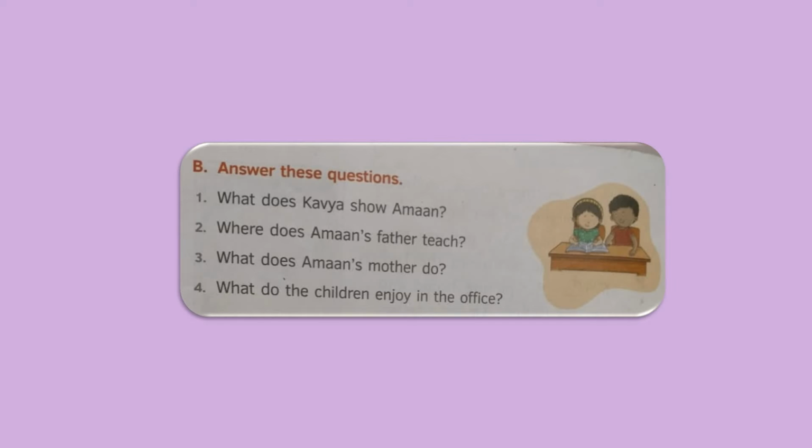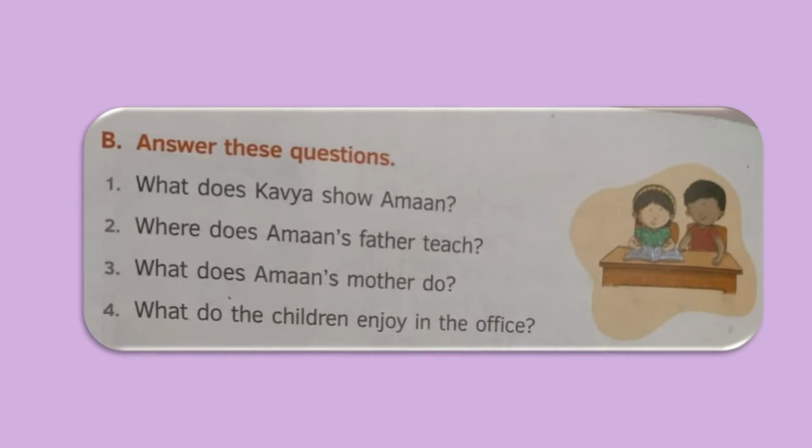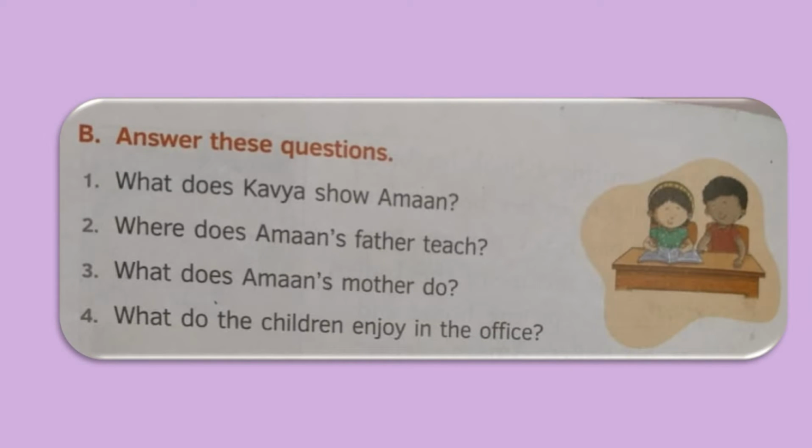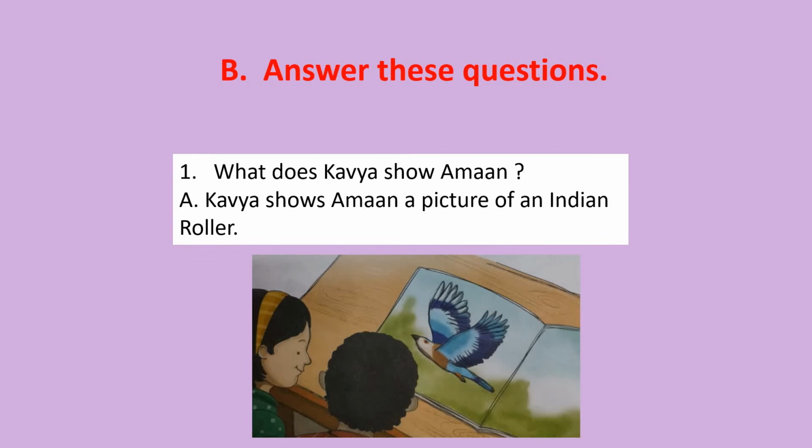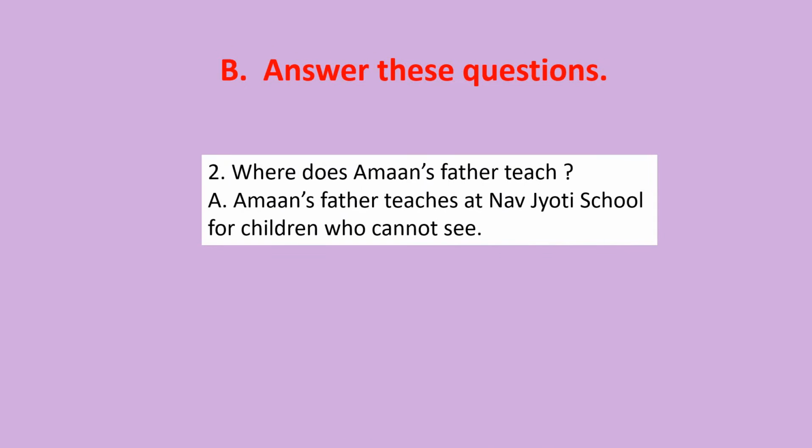Now we come to part B, that is answer these questions. Four questions are there, students. We'll be discussing one by one. First is, what does Kavya show Aman? The answer is, Kavya shows Aman a picture of an Indian roller. Second question, where does Aman's father teach? Aman's father teaches at Navjyoti School for children who cannot see.